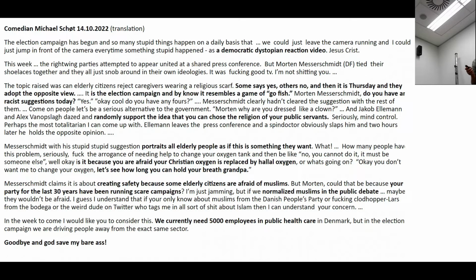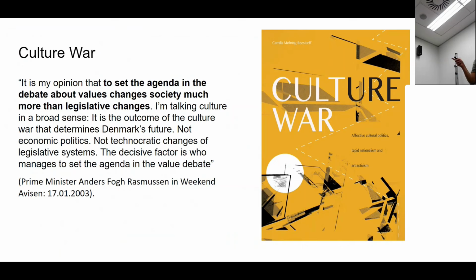These kinds of confrontations between artists and politicians occur often in Denmark, and I've written quite extensively about it in this book called Culture War. And this idea of a culture war was launched by then Prime Minister Anders Fogh Rasmussen. He said, this is a quote from 2003, it's my opinion that to set the agenda in the debate about values changes society much more than legislative changes. And then he announced this culture war, which he directed against what he called left-wing arbiters of taste and immigrants and refugees.